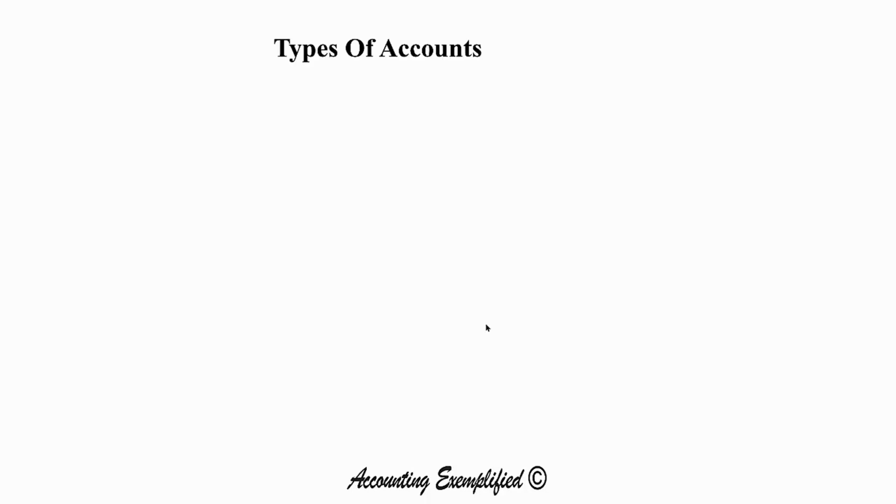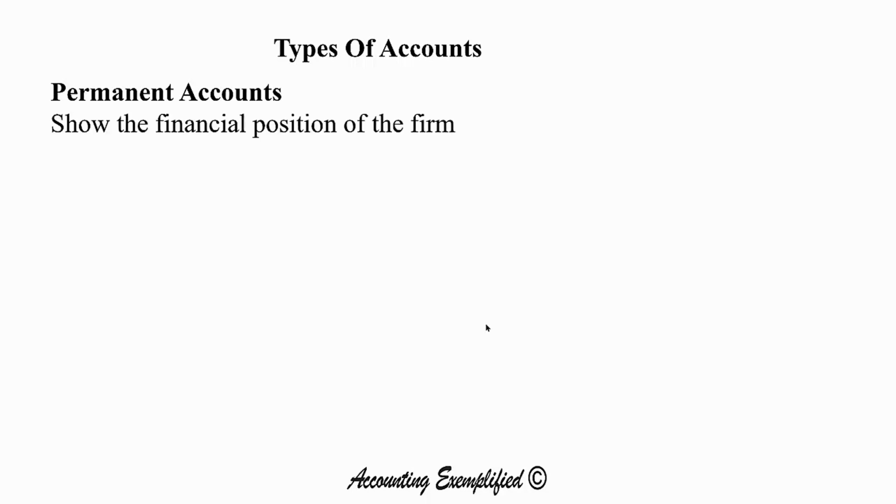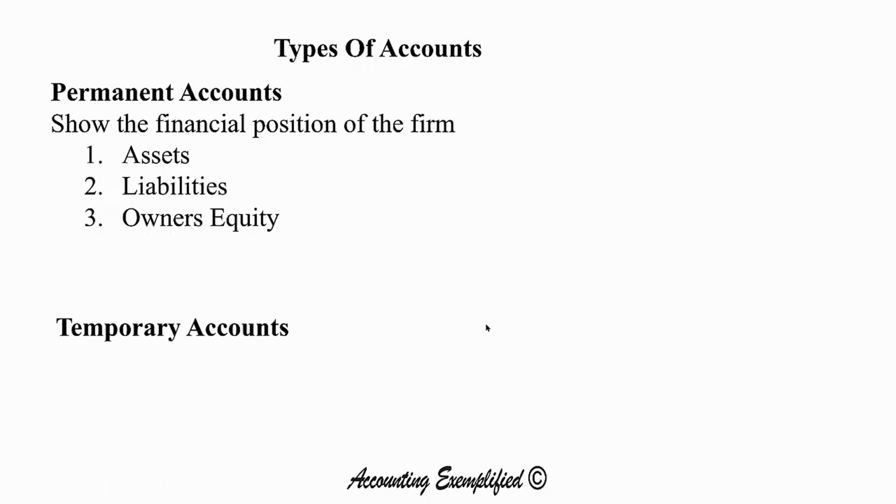Now, we have types of accounts. So these account groups, that's assets, liabilities, and owner's equity, okay? And also, we are going to see more accounts later, and they can be classified in types or groups. Permanent accounts. These permanent accounts show the financial position of the firm. What are the permanent accounts? Assets, liabilities, and owner's equity. These permanent accounts will have their balances rolled over to the next accounting period.